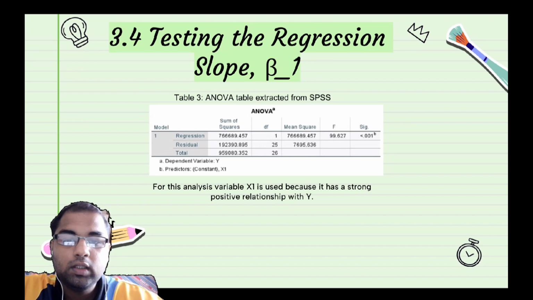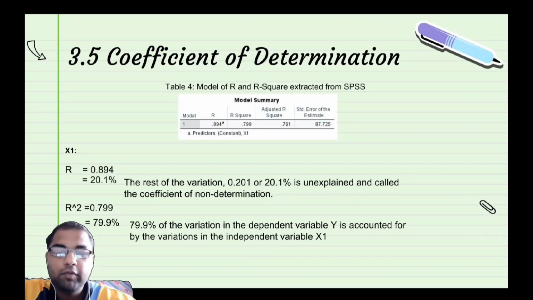Table 3 ANOVA table extracted from SPSS. For this analysis, variable x1 is used because it has strong positive relationship with y. And finally, for the simple linear regression is 3.5, that is coefficient of determination. Table 4 model of R and R square extracted from SPSS.